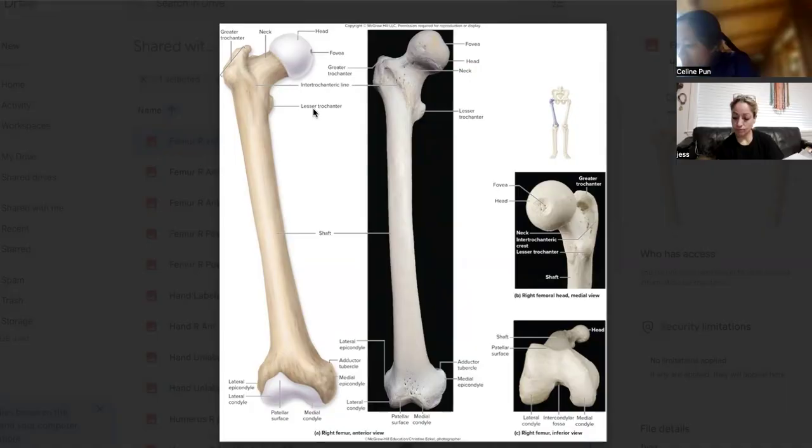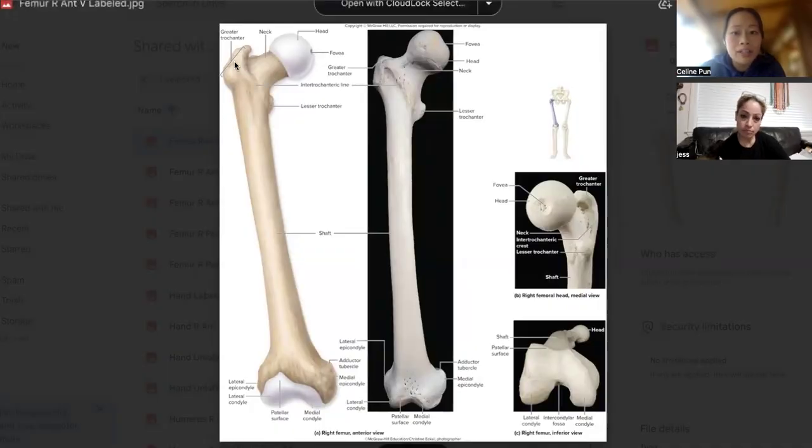Let me see what that terminology means. It means a massive projection, so it's just like a huge projection on the femur. The greater trochanter is the bigger one on the femur, and the lesser trochanter is the smaller one on the back. Got it? Okay. And then in between them, there's an intertrochanteric line.